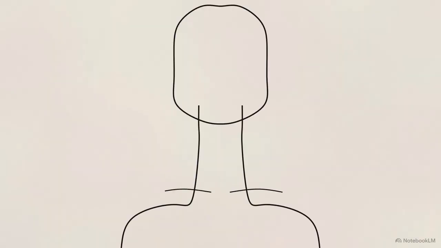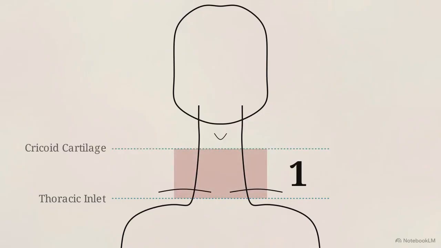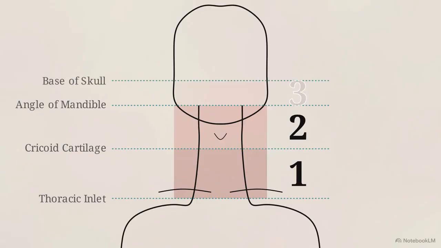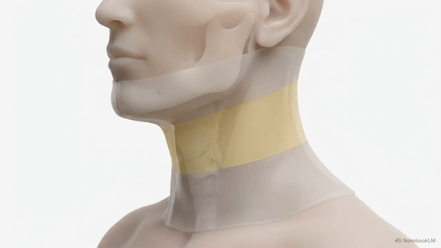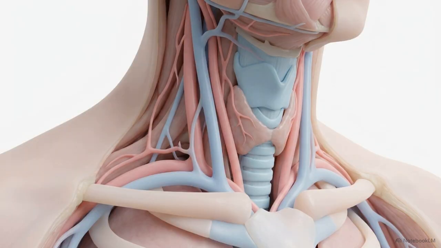Transitioning superiorly, cervical trauma is mapped by rigid anatomical zones. Zone 1 runs from the thoracic inlet to the cricoid cartilage. Zone 2 spans to the angle of the mandible. Zone 3 extends to the base of the skull. Zone 2 is the most exposed, the most commonly injured, and the most surgically accessible. Zone 1 carries the highest mortality rate due to the dense concentration of vital vascular and airway structures.